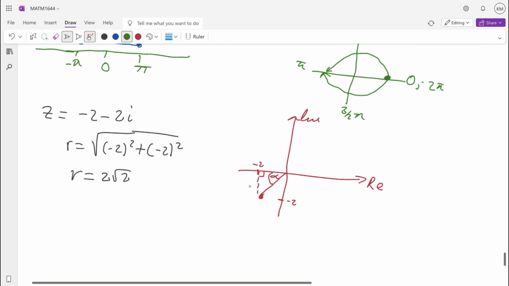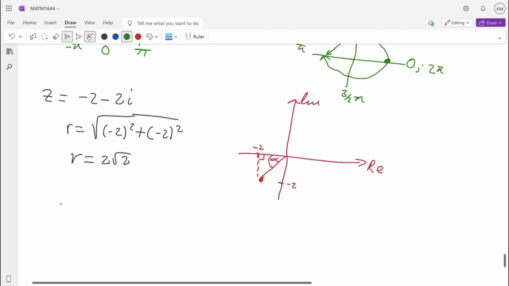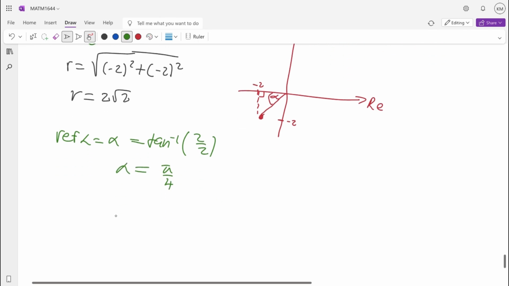Okay, and if we are focusing on that one, then now what you're going to do is the following. In the third quadrant, you will first look for your reference angle alpha, where we know it's just going to be arctan of 2 over 2. We don't care about the negative signs. We just take the values 2 and 2. Then 2 over 2 is 1, so here we get arctan of 1, which is pi over 4. So our reference angle alpha is pi over 4.